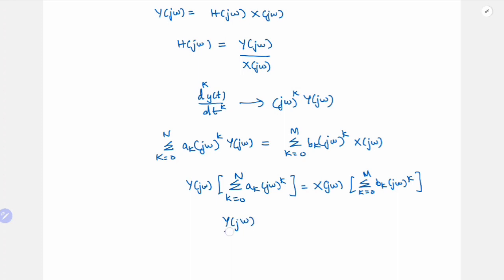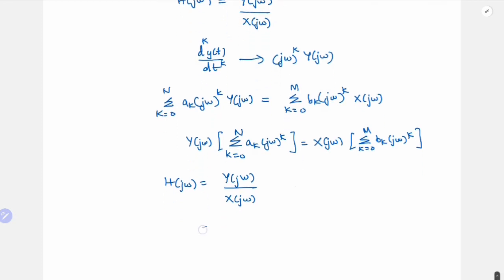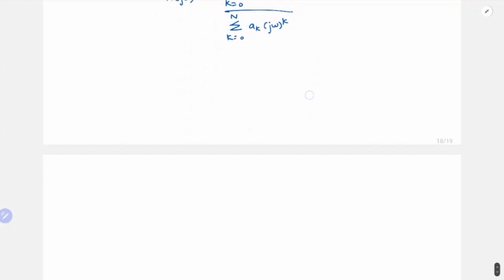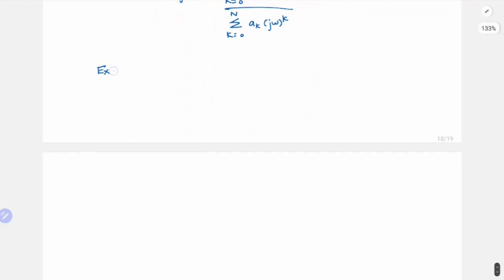So Y of j omega by X of j omega, which is nothing but my H of j omega, is nothing but summation k equal to 0 to m b_k into (j omega) power k by summation k equal to 0 to n a_k (j omega) power k. This is my frequency response of the linear constant coefficient differential equation. So let us see one example. Let us take this differential equation.